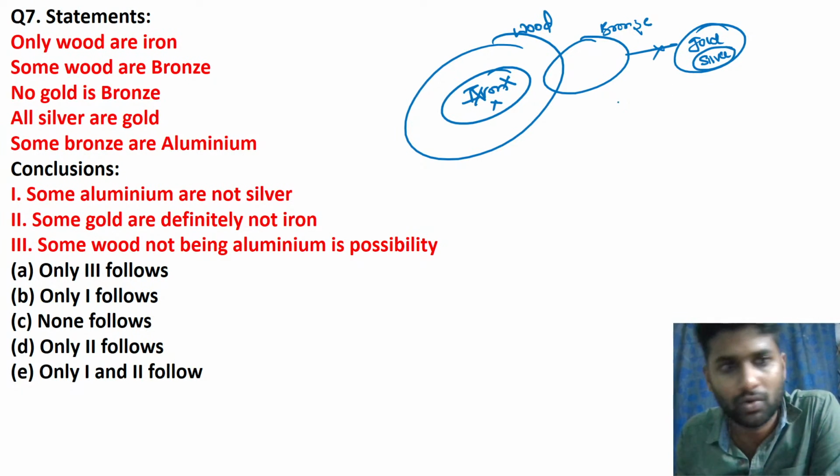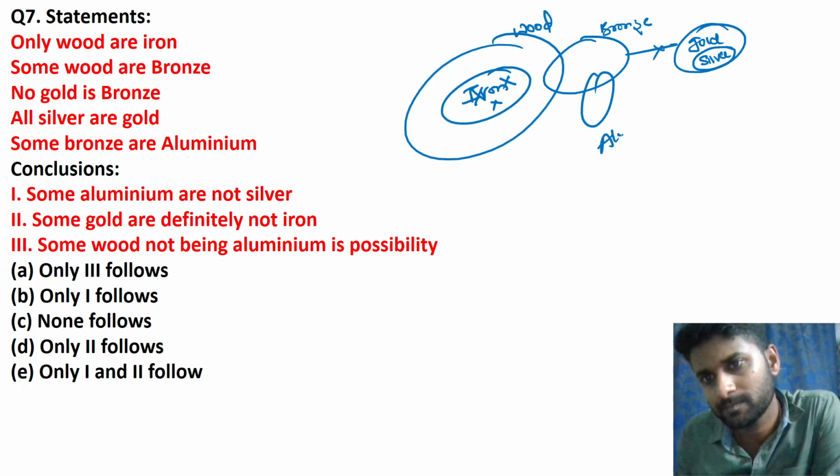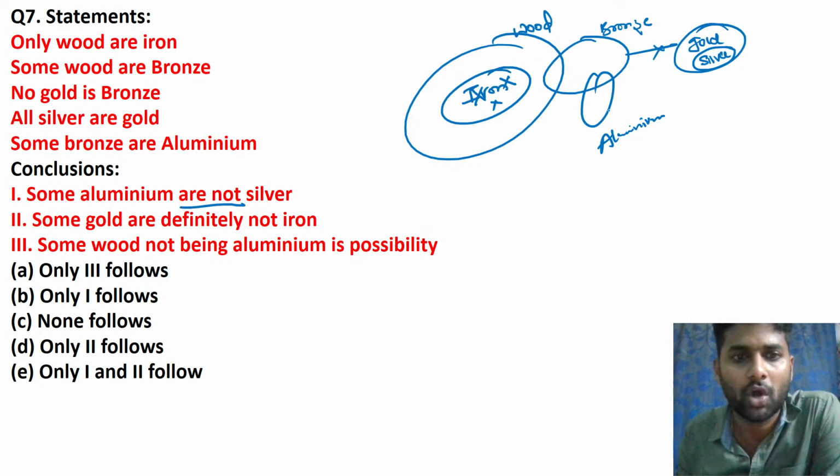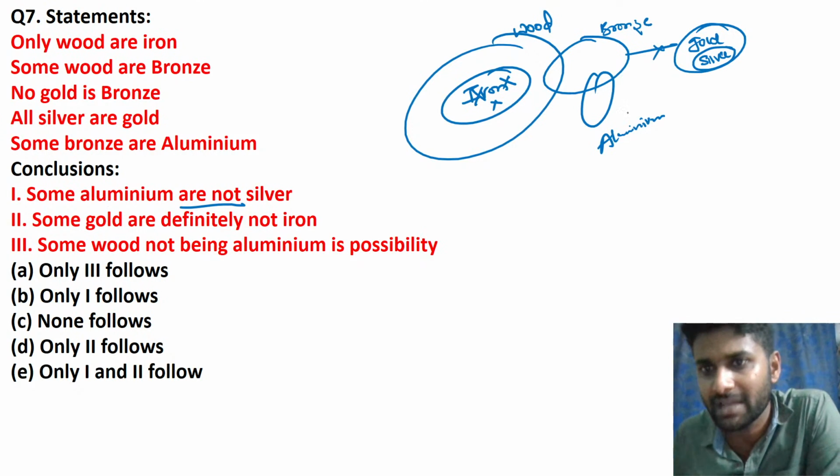All silver or gold. Some bronze or aluminum. Conclusion: some aluminum or not silver. Just verify whether all aluminum can be silver or not. Guys, can we assume all aluminum into the silver?